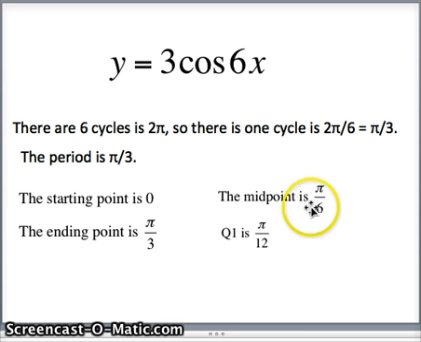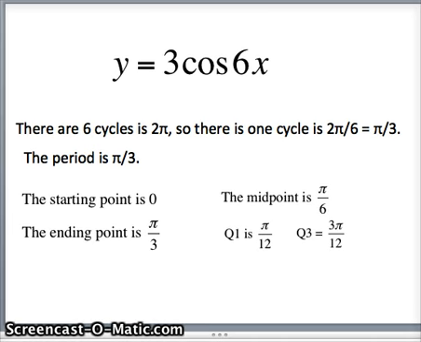And then between the midpoint and the ending point, if this is 2 pi over 12, and this is 4 pi over 12, what do we have? Oh, I guess that's not quite right. Let's rethink that. Okay, let's try that one more time.